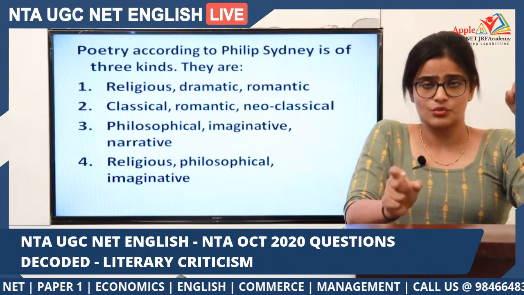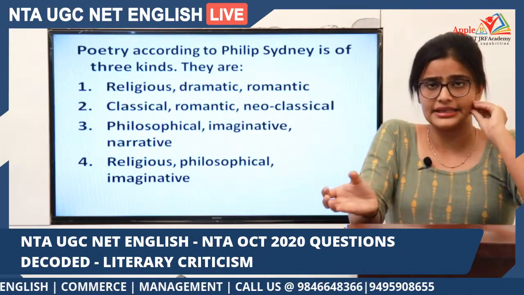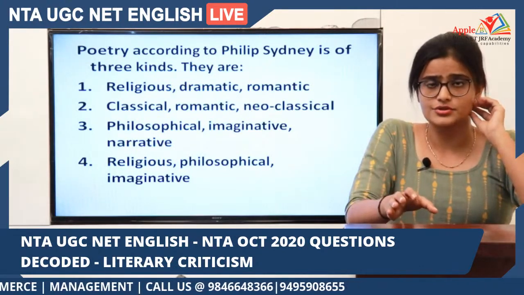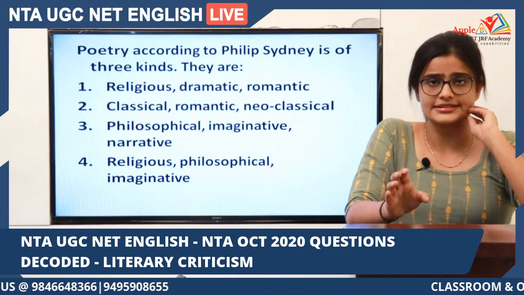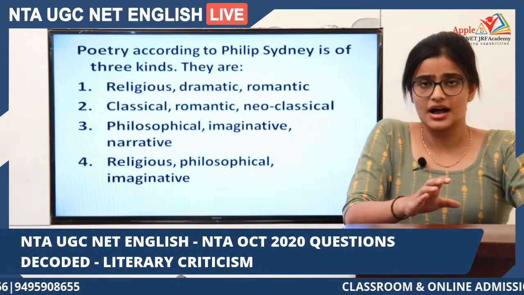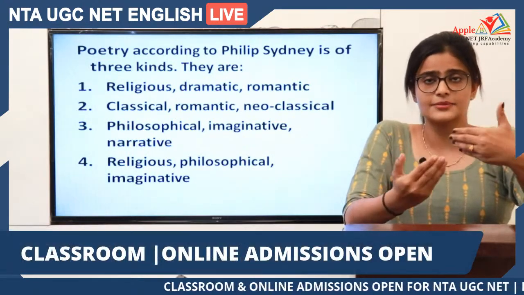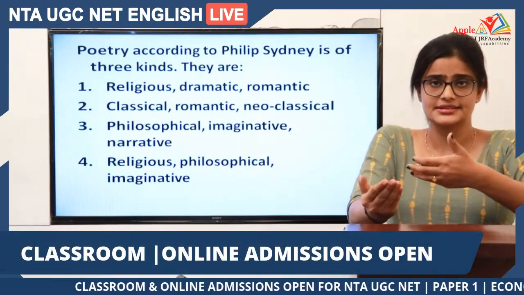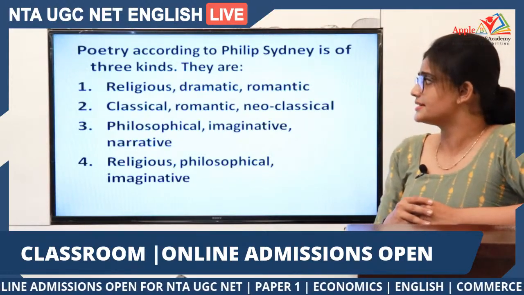Once again, remember, for literary criticism, you don't just have to look at the year of publication and the author, but you have to go deep into the topics. For example, from the questions asked from Horace, we get to know that questions can be asked from the important points that they discuss in their particular works. So we have poetry according to Philip Sidney is of 3 kinds.